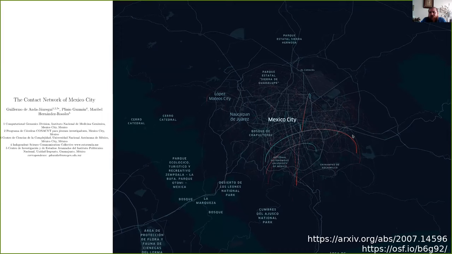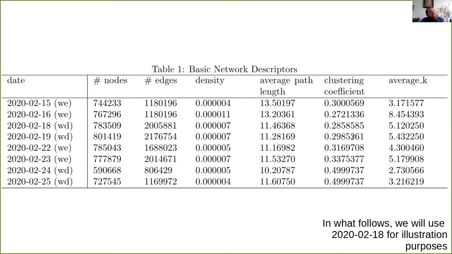And we analyzed the different days, and even though the networks are not exactly the same, as I was saying before, these networks evolve, and it's very intuitive that we don't have the same connections with one another every day. Still, what we got is that they are not radically different from one day to another. So for illustration purposes, I will be describing the network for February 18th.